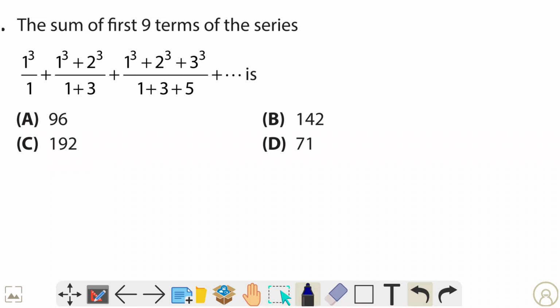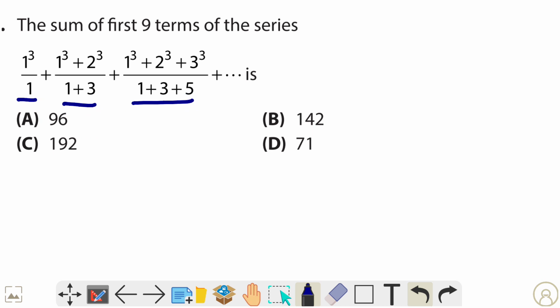So JEE first problem, sequence and series. The sum of first 9 terms of the series. Look at the series: 1 cube divided by 1, plus 1 cube plus 2 cube divided by 1 plus 3, plus 1 cube plus 2 cube plus 3 cube divided by 1 plus 3 plus 5, and it's still going. We need to find the sum of first 9 terms. This is term 1, this is term 2, term 3, up to term 9.